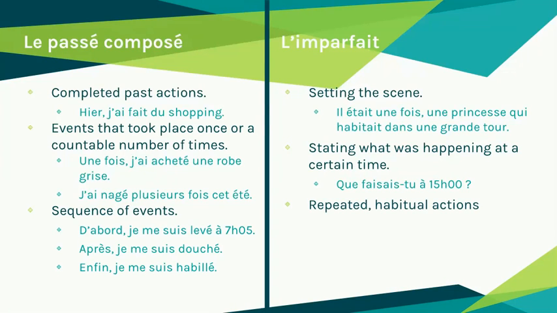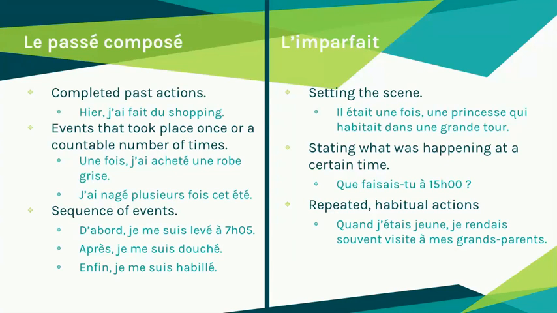Repeated habitual actions, so things that happened regularly or repeatedly, imparfait. Quand j'étais jeune, je rendais souvent visite à mes grands-parents. When I was young, I often used to visit my grandparents. And non-action verbs. Je voulais faire du vélo tous les soirs. I wanted to go bike riding every night. And we're going to talk a little bit more about these non-action verbs.